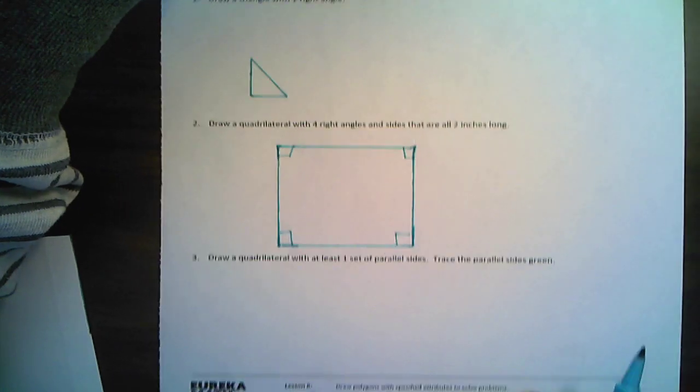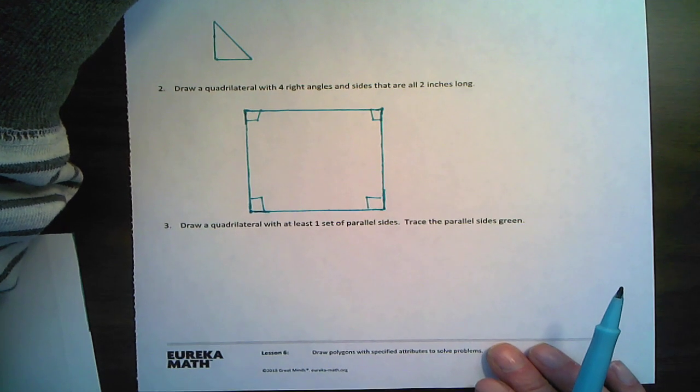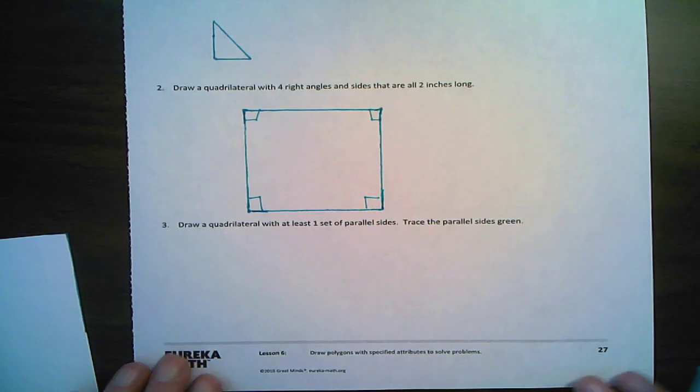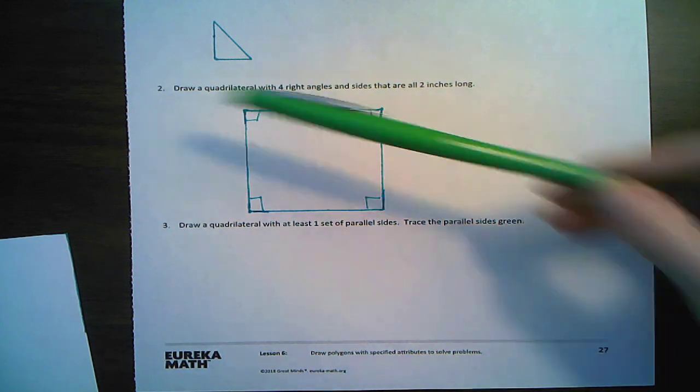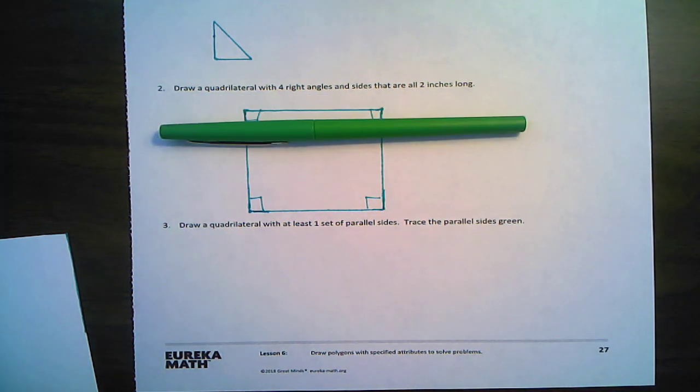I'm happy. Okay. The next one says, please read with me. Draw a quadrilateral with at least one set of parallel lines. Trace the parallel sides green. All right, let me get my green out here. Okay, so this can be any shape, and I would like you to do whatever you would like to do.